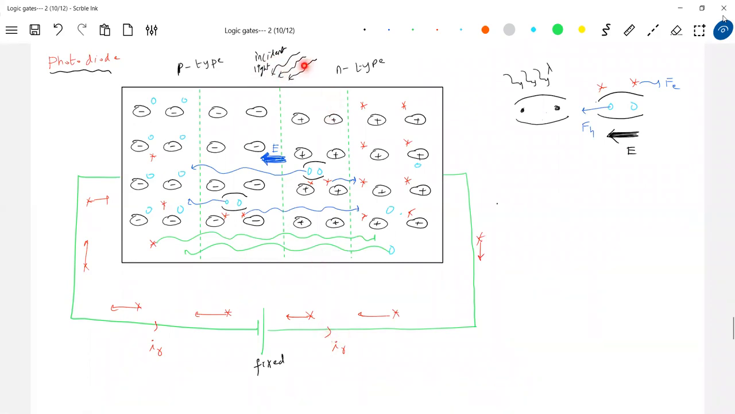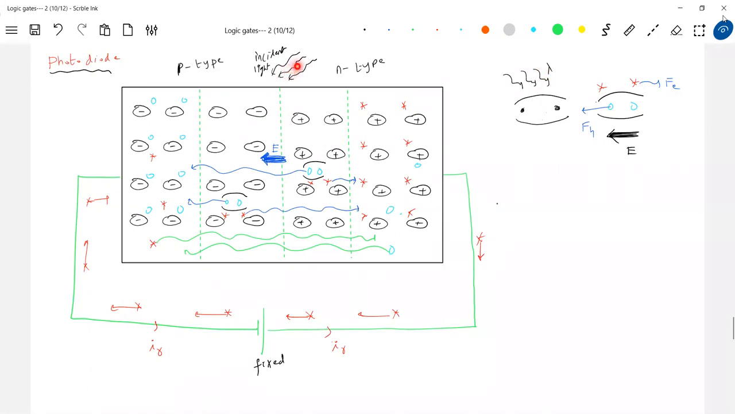As I increase the intensity of light, there are more photons. I think that's the intensity definition, no? It's a measure of the number of photons emitted per second. It's nothing but the intensity. So if I increase the intensity of light, more photons will be incident on the depletion layer. I'm not changing the wavelength. Are you trying to understand? I'm not bothered about wavelength here. What I'm bothered about is the intensity of incident light.